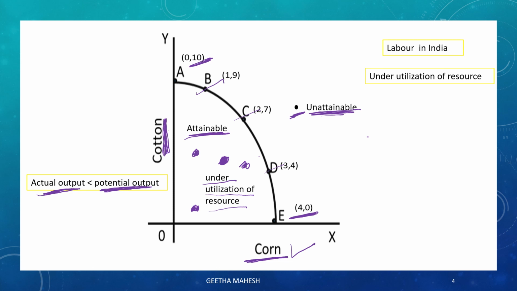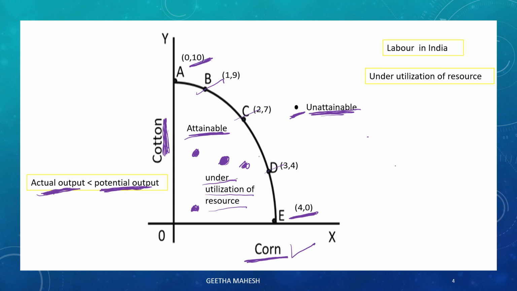Economy can produce this maximum possible combination of corn and cotton by using available resources and technology. If any combination lies inside the production possibility curve, it means that actual production is less than the potential output. And any combination lying inside the production possibility curve is also known as underutilization of resources.